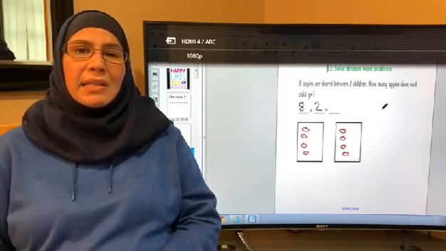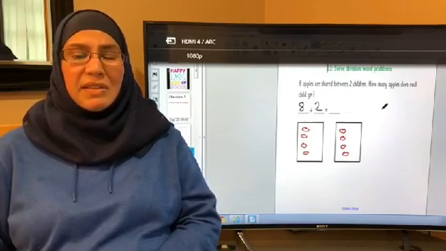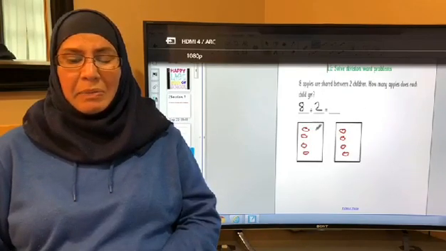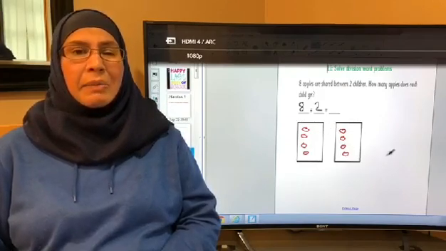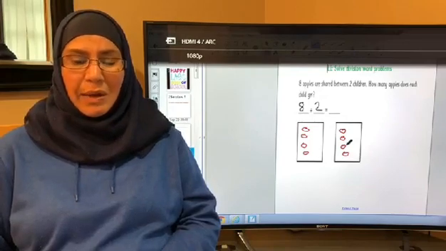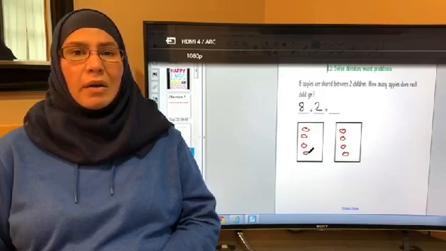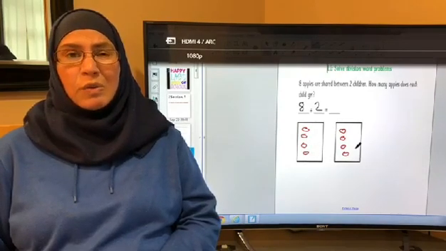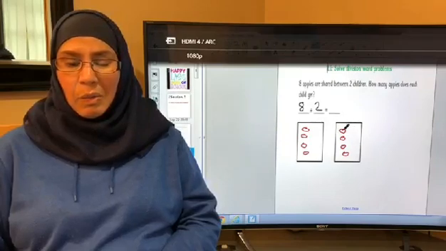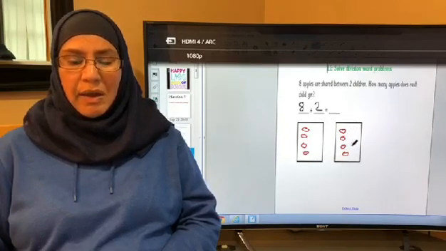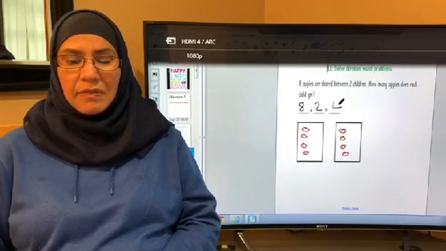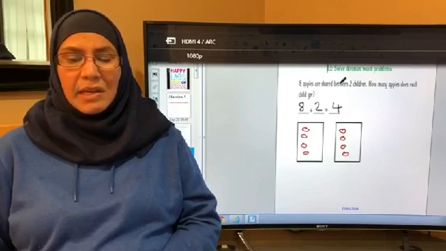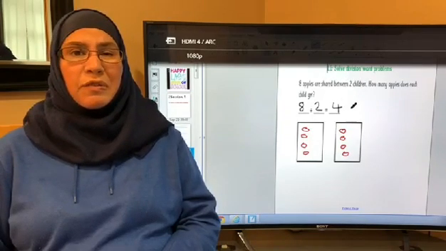Right, so the question is 8 shared by 2 or 8 divided by 2. Now when I put the apples into the 2 boxes, that means I gave them to the 2 children. How many apples did each of the children get? Well, let's just count them. 1, 2, 3, 4. Let me just count the other one to make sure they've got 4 as well. Otherwise it's not fair. 1, 2, 3, 4. So the answer is 4. So 8 divided by 2 equals 4.